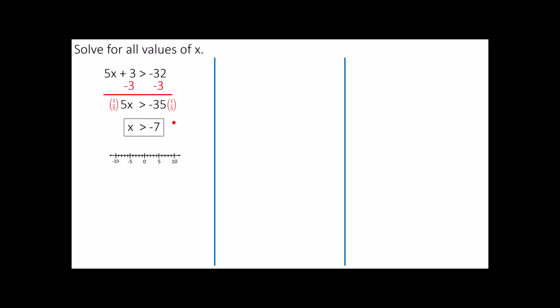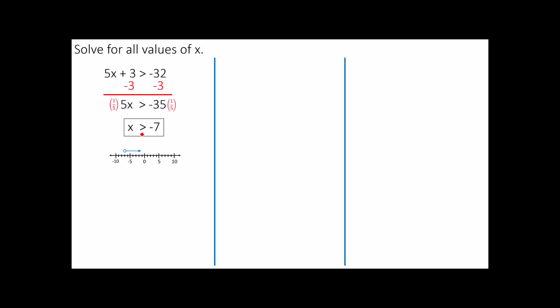Since there's an infinite number of those values, it's going to be very difficult for me to list them all. Actually, it's going to be impossible. So what I'm going to do is illustrate it on the number line. I want all those values greater than negative 7. Well, there's negative 7. Everything to the right is bigger. But negative 7 itself is not included. The open circle reminds me to leave it out.